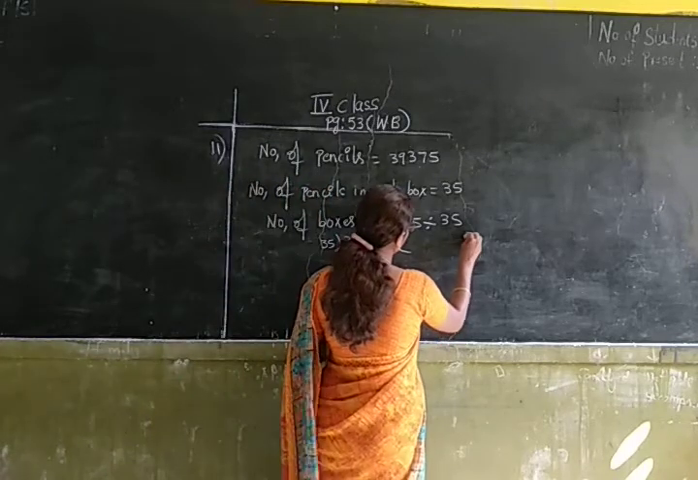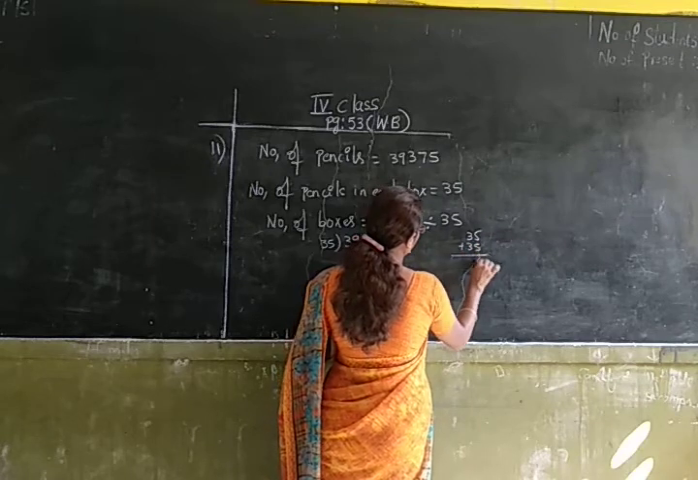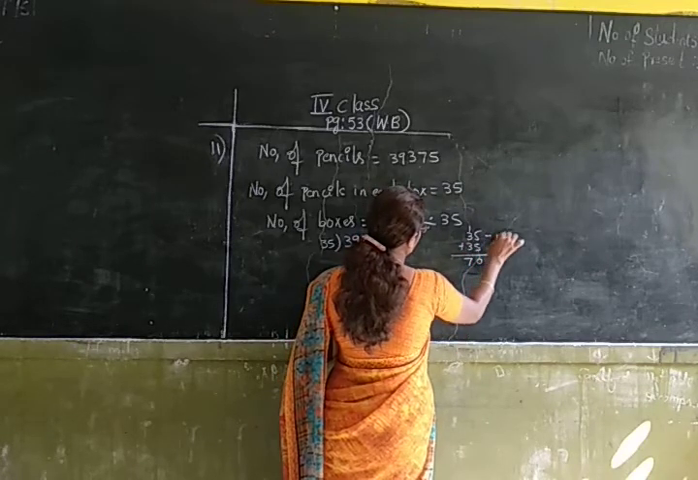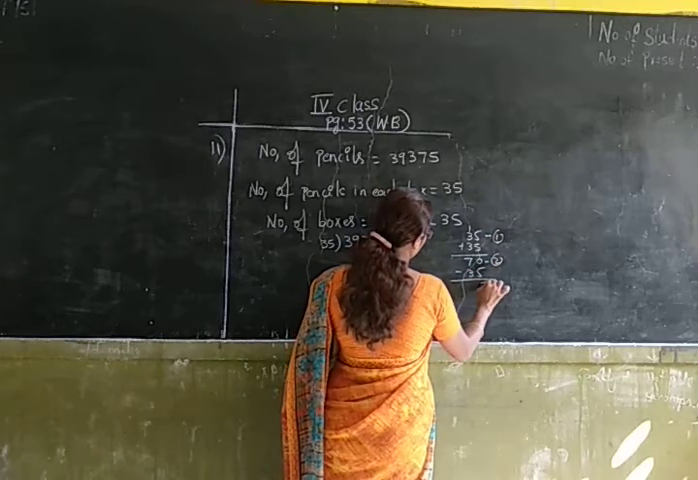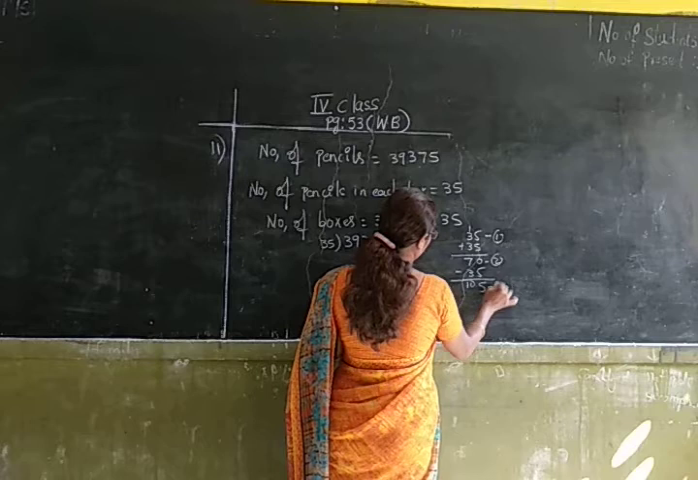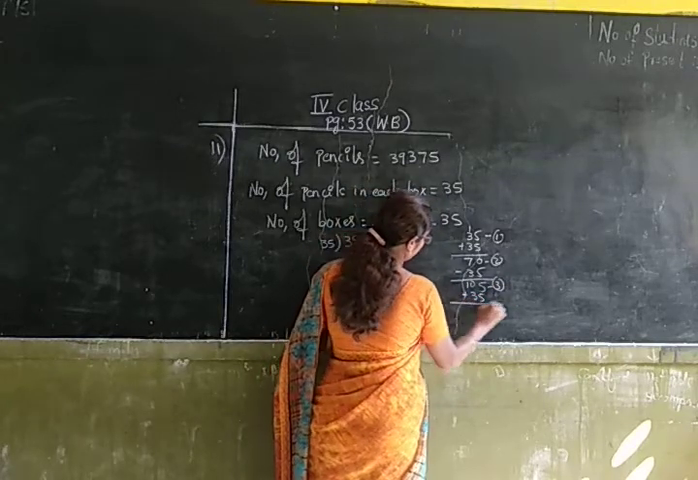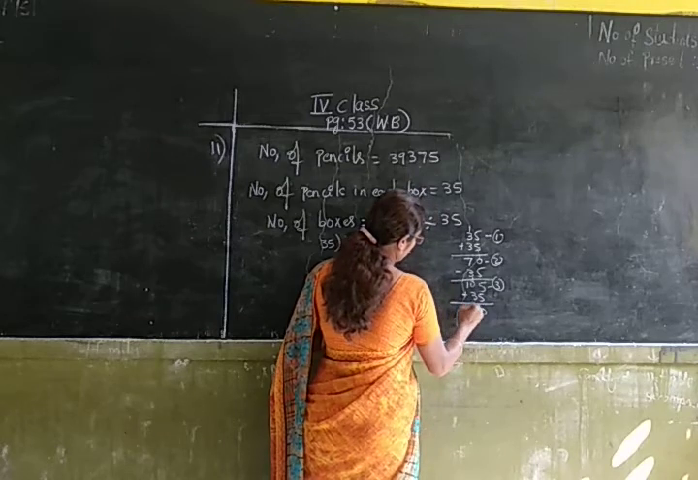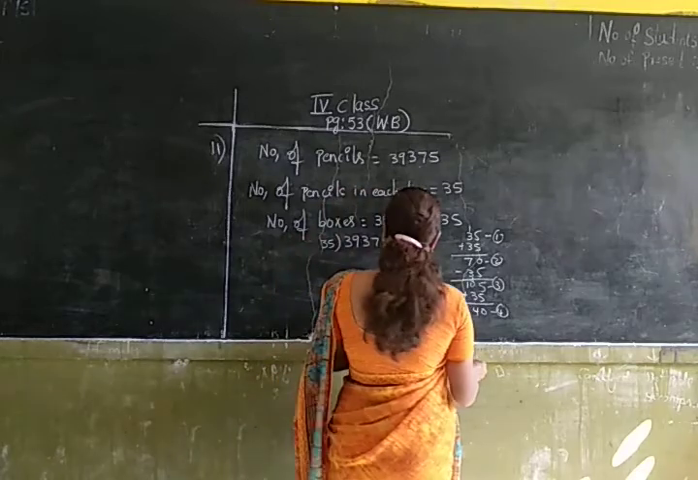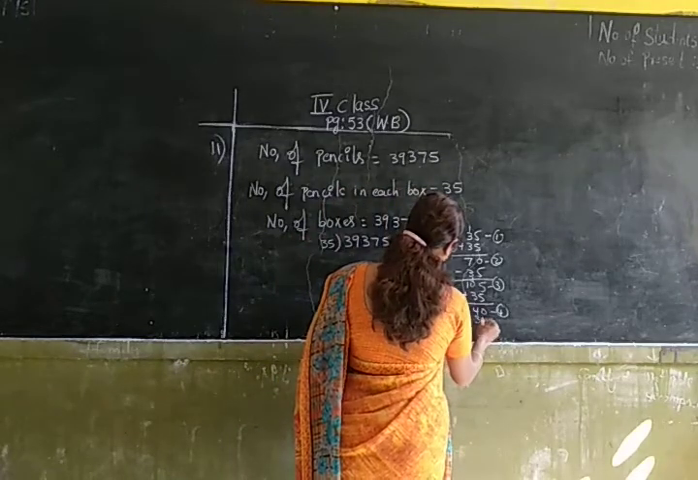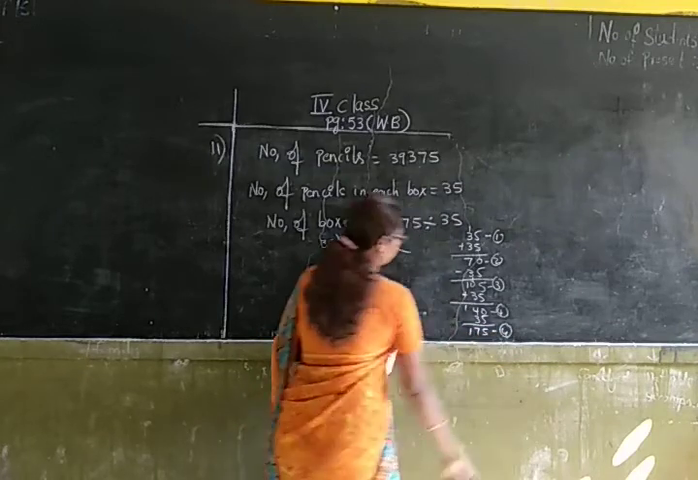So let us write down the 35 table. 35 plus 35, 70. This is 2 times. Plus 35, 105. This is 3 times. Plus 35, 140. This is 4 times. Plus 35, 175. This is 5 times.